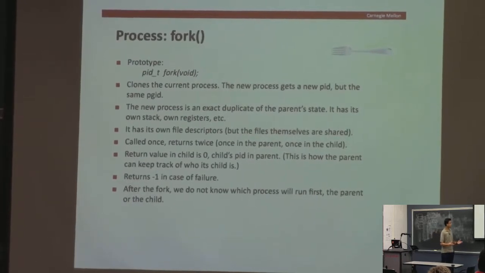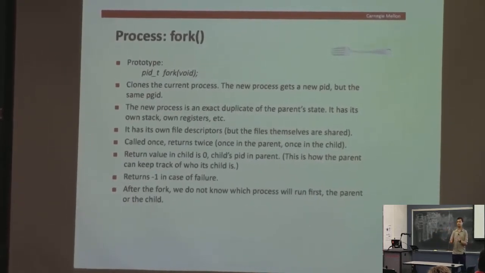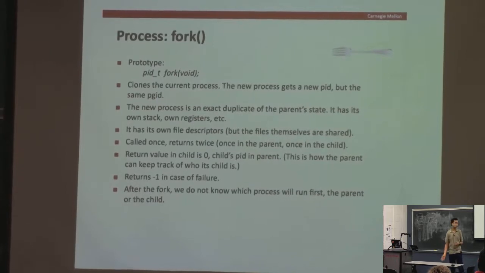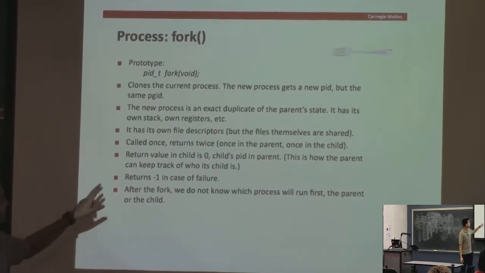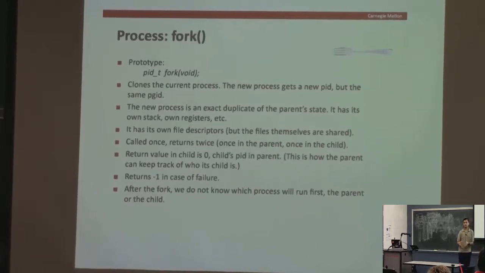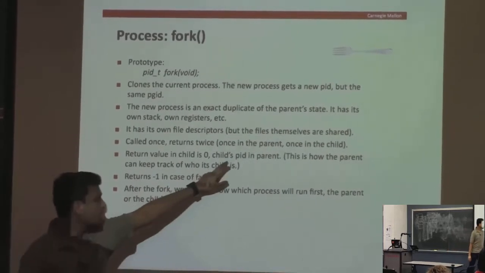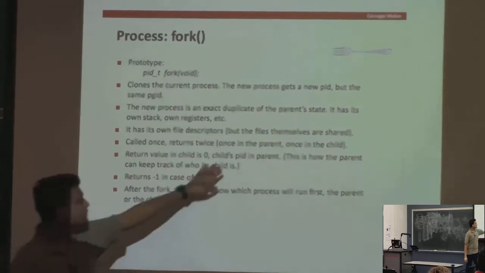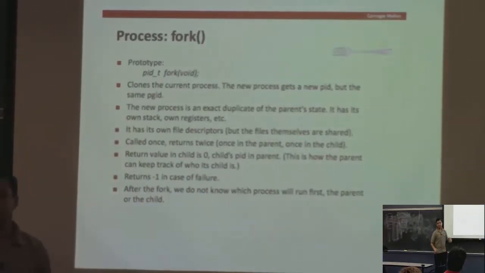Now whenever you do this, the parent has to know if the process has been created or not. So that's why fork returns two values. One is a value of 0, which goes to the newly created child, and another is the PID, which goes to the parent. Now what is this PID? The PID is the PID of the child it created.